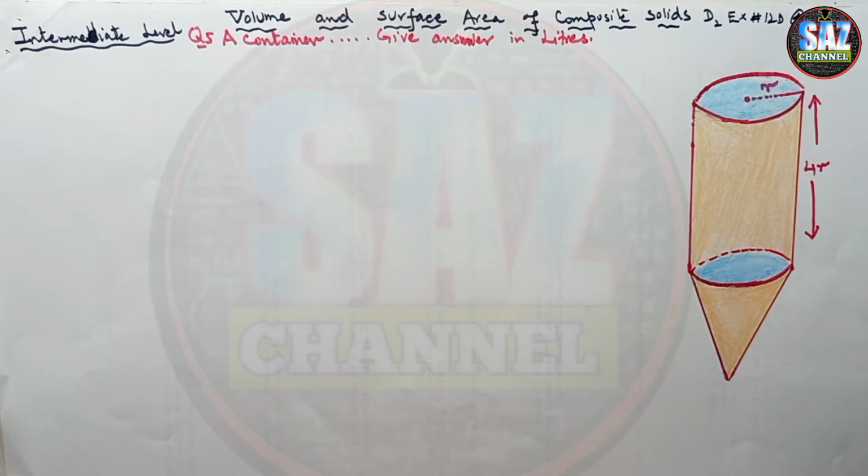This is my fourth lesson of D2, chapter number 12, exercise 12D, that is about the volume and surface area of composite solids. In this lesson, I will discuss intermediate level question number 5. As the questions are long, I have written the question in short form and I will be reading the question from the book.